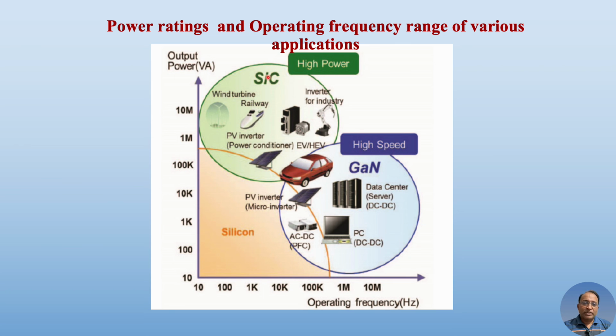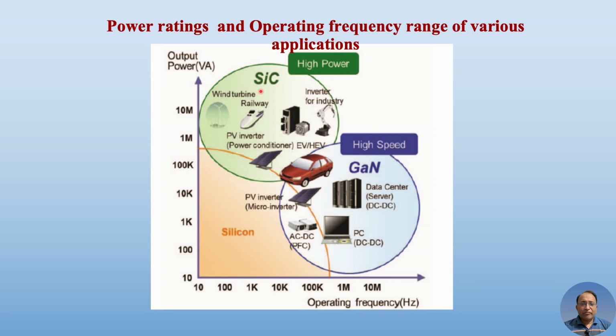So these are all basically the power ratings for this kind of applications. Wind turbine and electric locomotive lie in the range of several megawatts. So very high power, and these applications are more suited to the silicon carbide semiconductor.